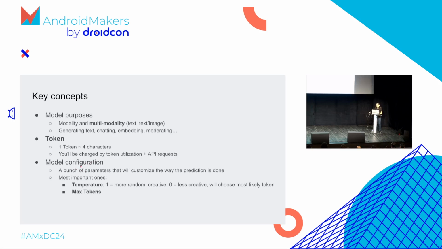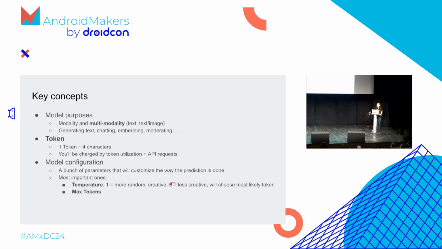And also we saw that we can configure our model a little bit. There's a bunch of parameters. I'm not going to be explaining what each one does, but one that is worth mentioning is the temperature. Temperature basically goes from 0 to 1. If you put it to 1, you're saying to the AI, okay, be as random as you can be, be as creative as you can be. So you can, for example, use it for generating bedtime stories and so on. And if you put 0, it's going to be less creative, and it's always going to be choosing the most likely next token.